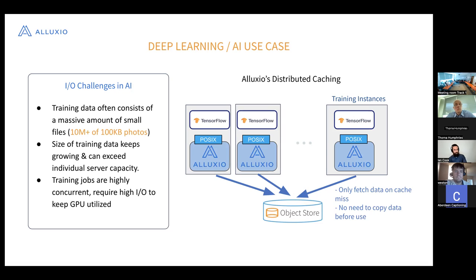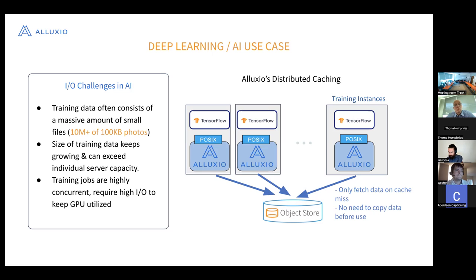And then lastly, training jobs are very compute intensive. They need GPU instances, which are usually very expensive. So they need to utilize their GPU resources and keep feeding data to the GPU machines instead of having the GPU waiting for the data to be ready. So that's the reason why they are looking for a better way to solve their IO challenges.